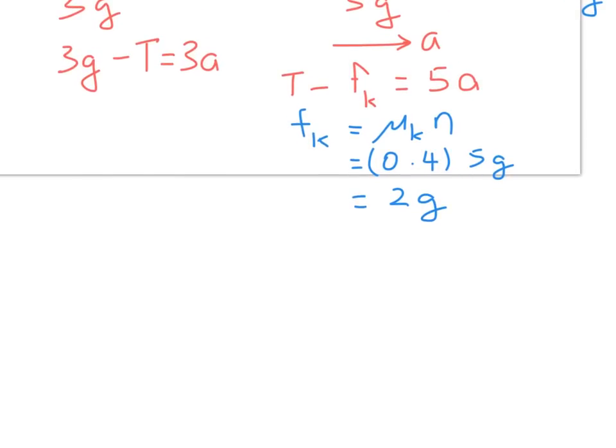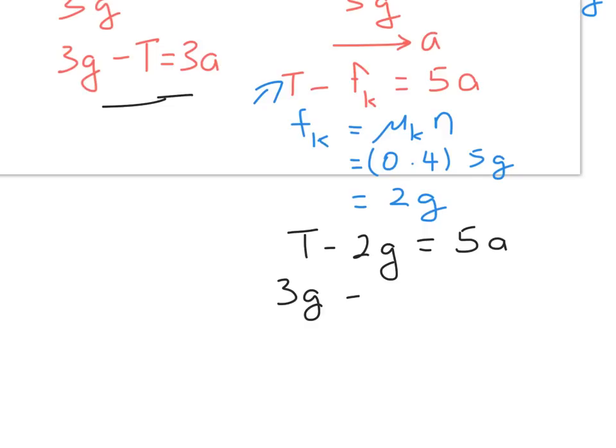Okay. So with this, I can now go back to this equation, and I'm going to write it in black. So it says t minus 2g, which is what f sub k is equal to 5a. Now, this equation in black and this equation, you now have two equations and two unknowns. You can solve them. Now, there are many different ways. One way is you can write them side by side, one on top of the other. I'll write the other one here. 3g minus t is equal to 3a.